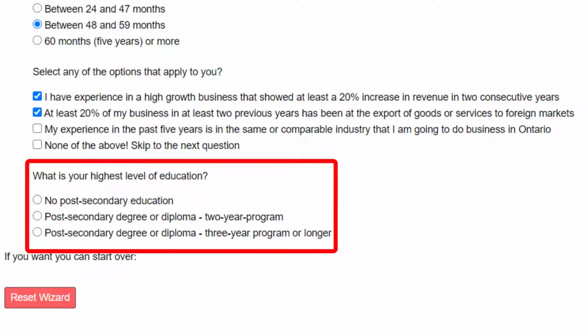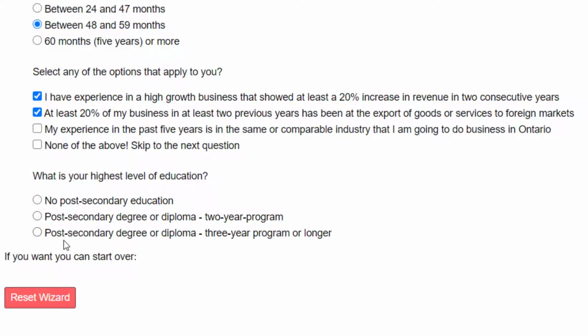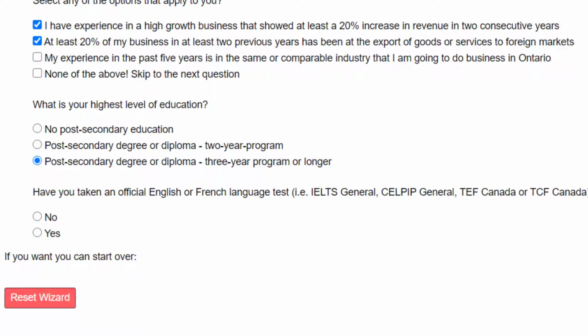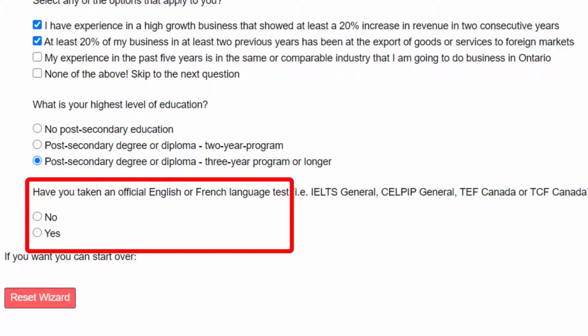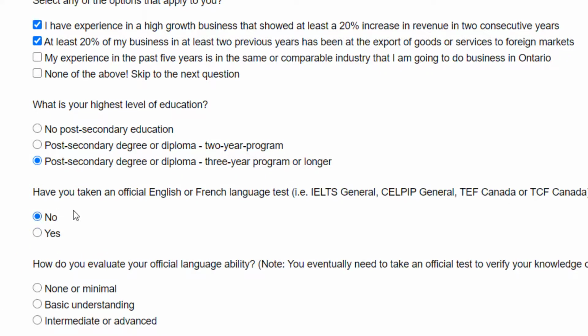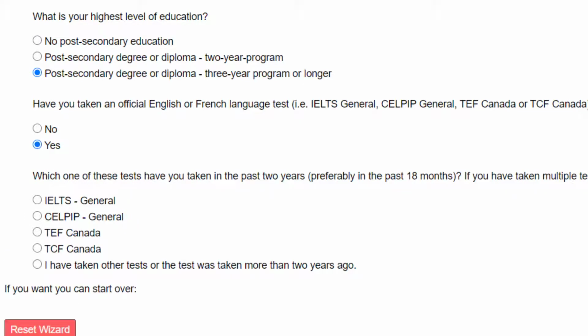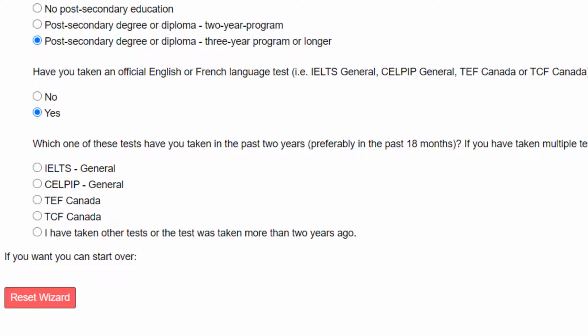So post-secondary or degree diploma, 2 years program, or a 3-year program. So let's say I have done a 3-year program. The next option is: have you taken an official English or French language test? Even if you haven't and you click no, we give you the opportunity to at least let us know how much English or French you know. But if you click yes, then you need to pick which official test you have taken.